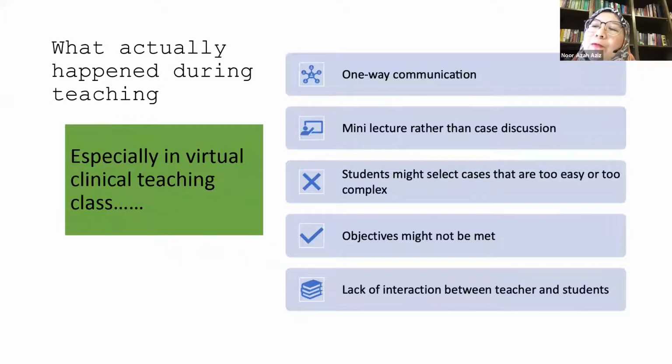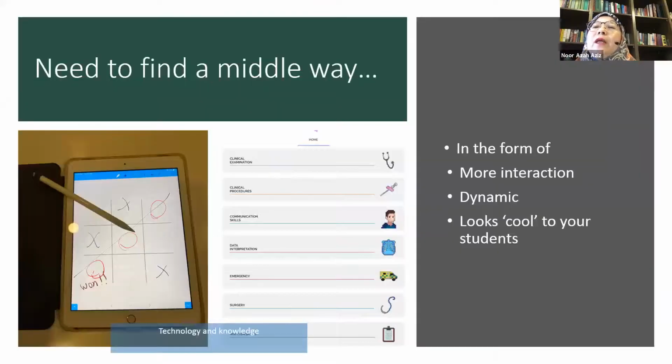So how do I do it? The next step is to find a middle way, with more interaction and dynamism, but at the same time looking cool to your students. That's most important, to look cool to your students. So what I did was use what I have: the trusted tablet, the pen, and also some websites that are good for seeing how teachers elsewhere teach their students, and adapt them to our current situation. So it's technology and knowledge. It's not technology versus knowledge, but technology and knowledge.